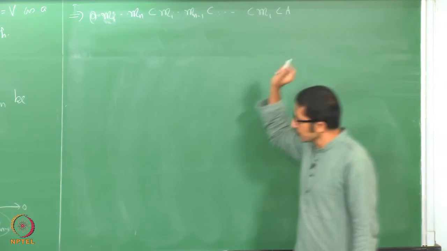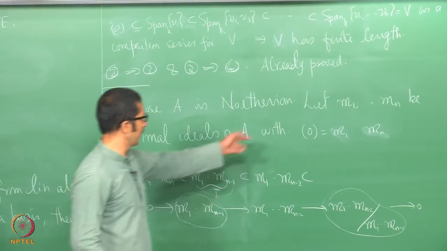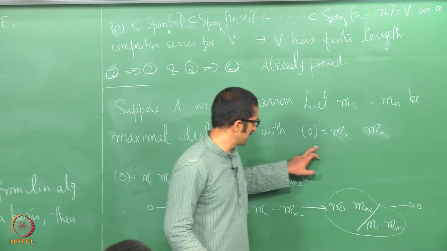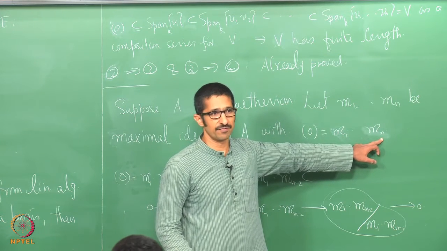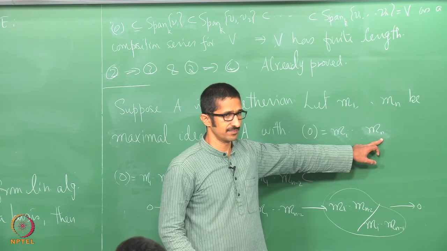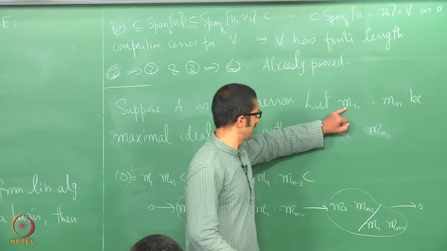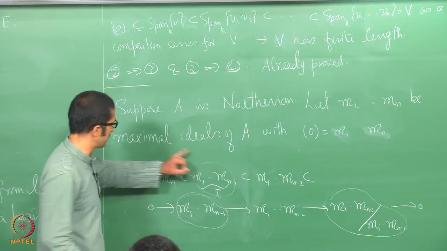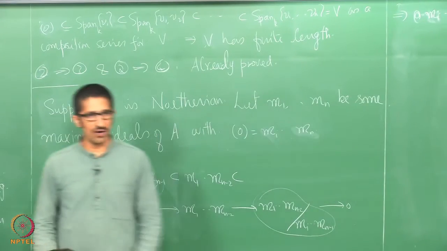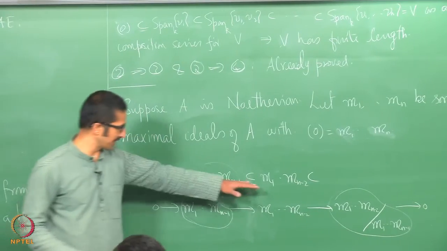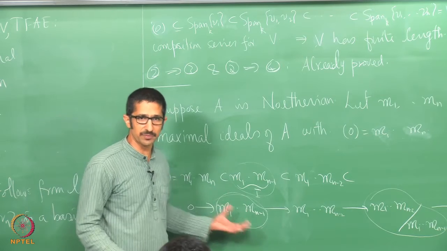Okay. So, if A is Noetherian and M1 up to Mn are maximal ideals with their product being 0, then the length of A is finite. Is it the product of all maximal ideals or some maximal ideals? I mean some maximal ideals, let these be some maximal ideals, they need not be all maximal ideals. There should just be maximal ideals whose product should be 0.